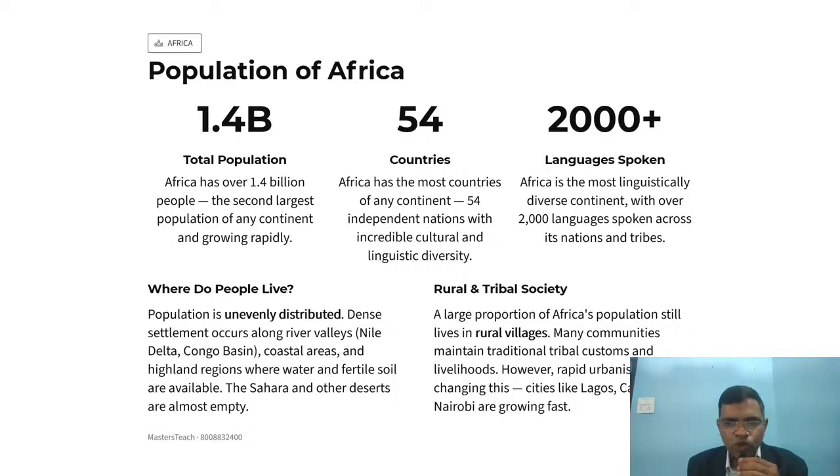Then rural and tribal society. A large proportion of Africa's population still lives in rural villages. Many communities maintain traditional tribal customs. However, rapid urbanization is changing this. Cities like Lagos, Cairo, and Nairobi are growing very fast. This is about the population of Africa. 1.4 billion people are living, 54 countries are there, and almost 200 plus languages are spoken in this particular continent.